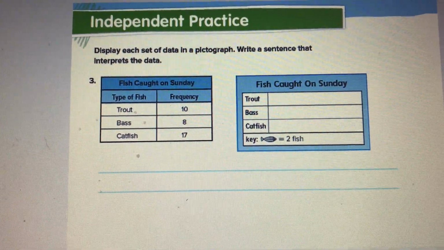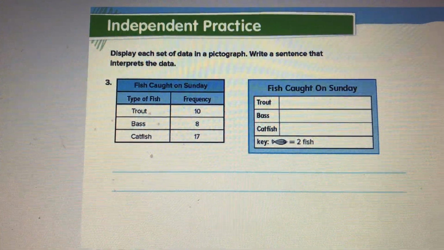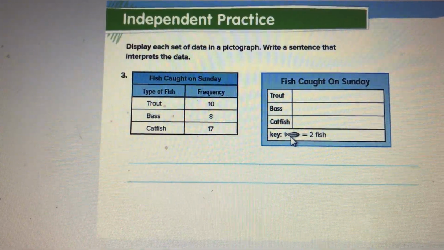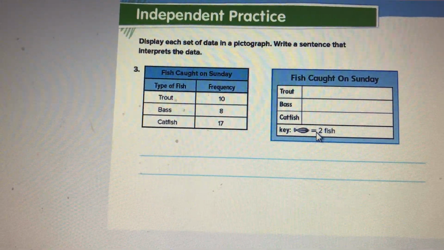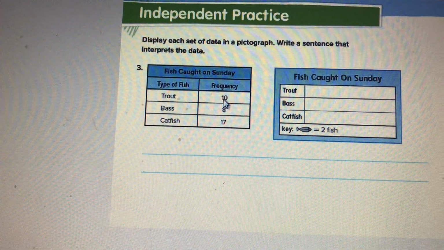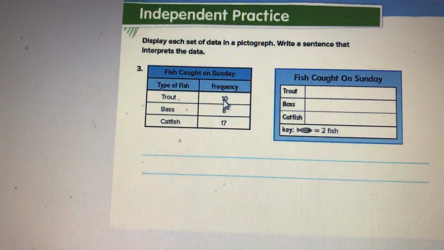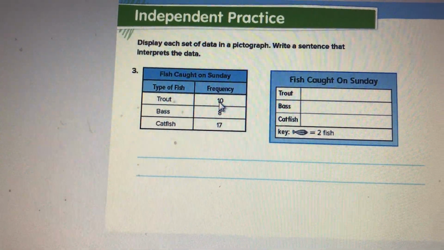All right, display each set of data in a pictograph, write a sentence that interprets the data. Okay, so you can get kind of creative. You can see on this key that you're going to have to draw some fish today. Each fish represents 2 fish, so how many trout are you going to draw? Well, if you know your division facts, how many times does 2 go into 10? You know that it's 5, so you're going to have to draw 5 fish for that one.